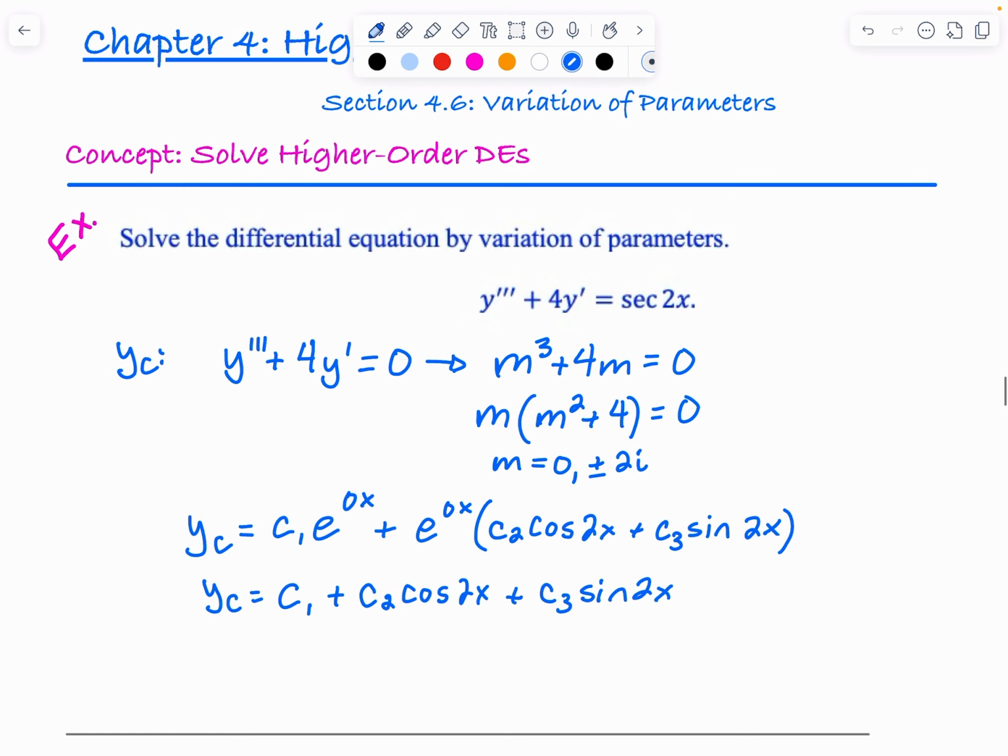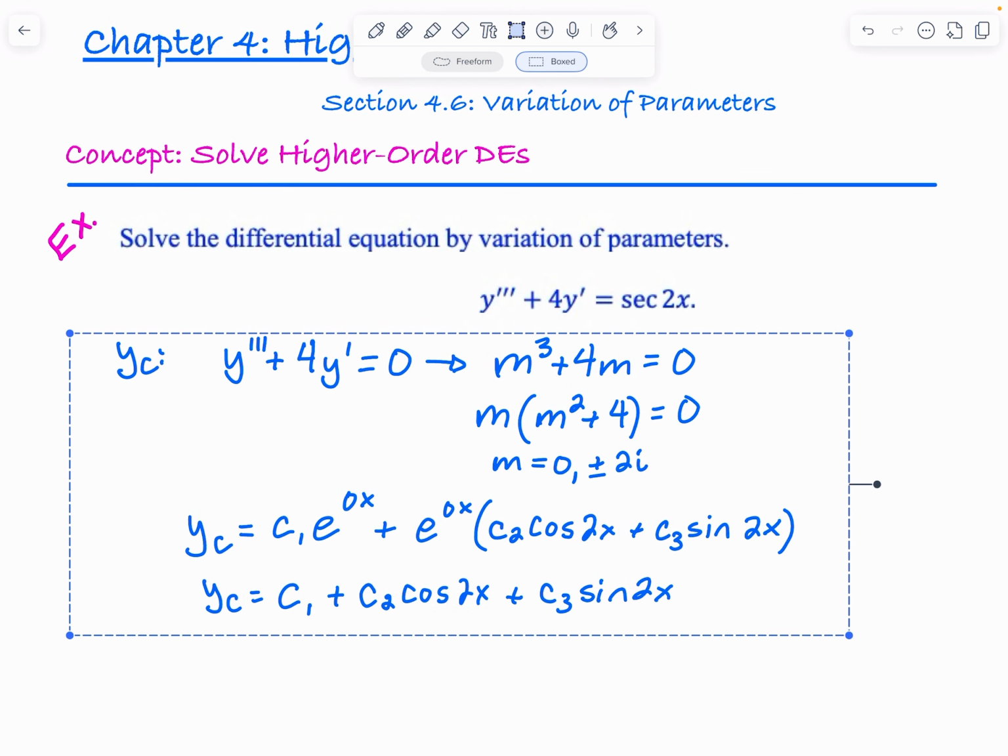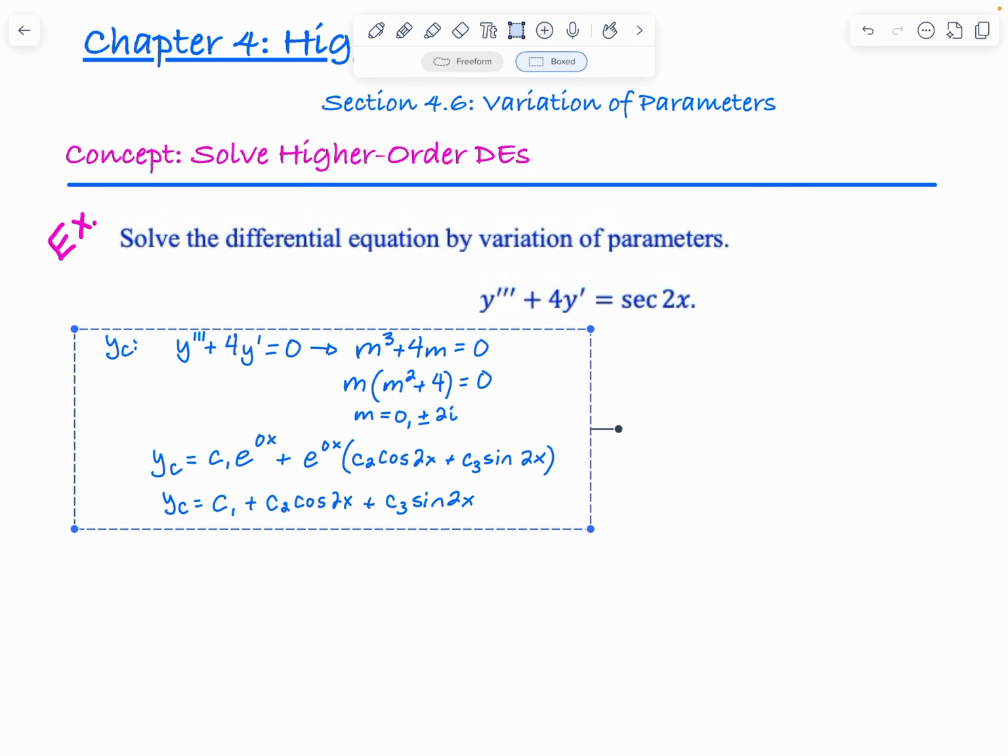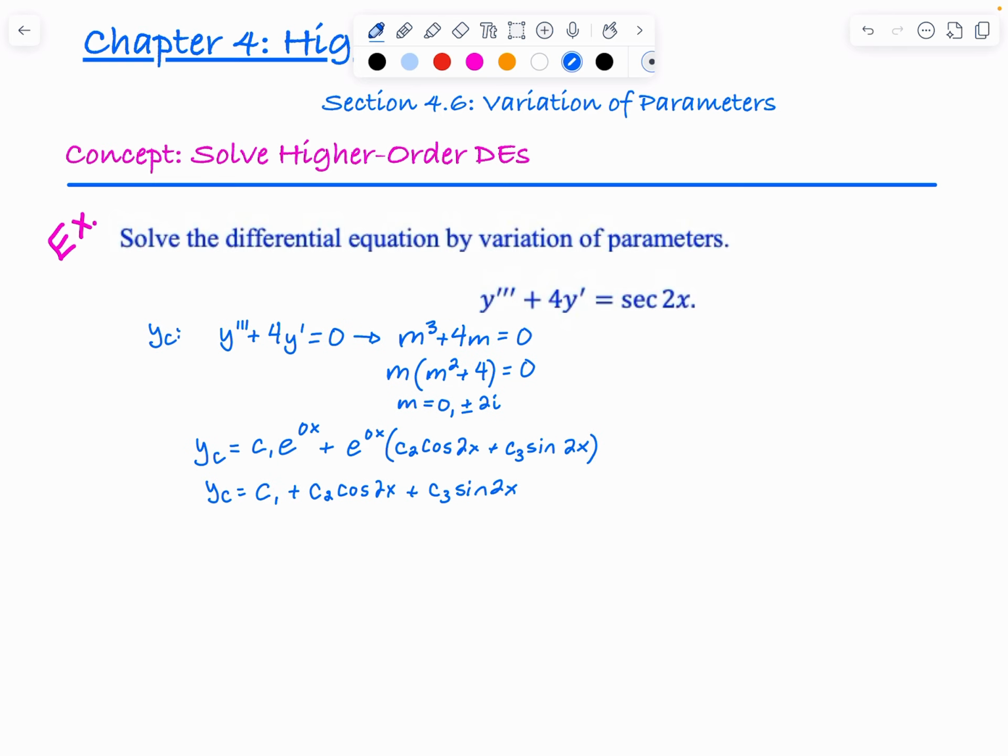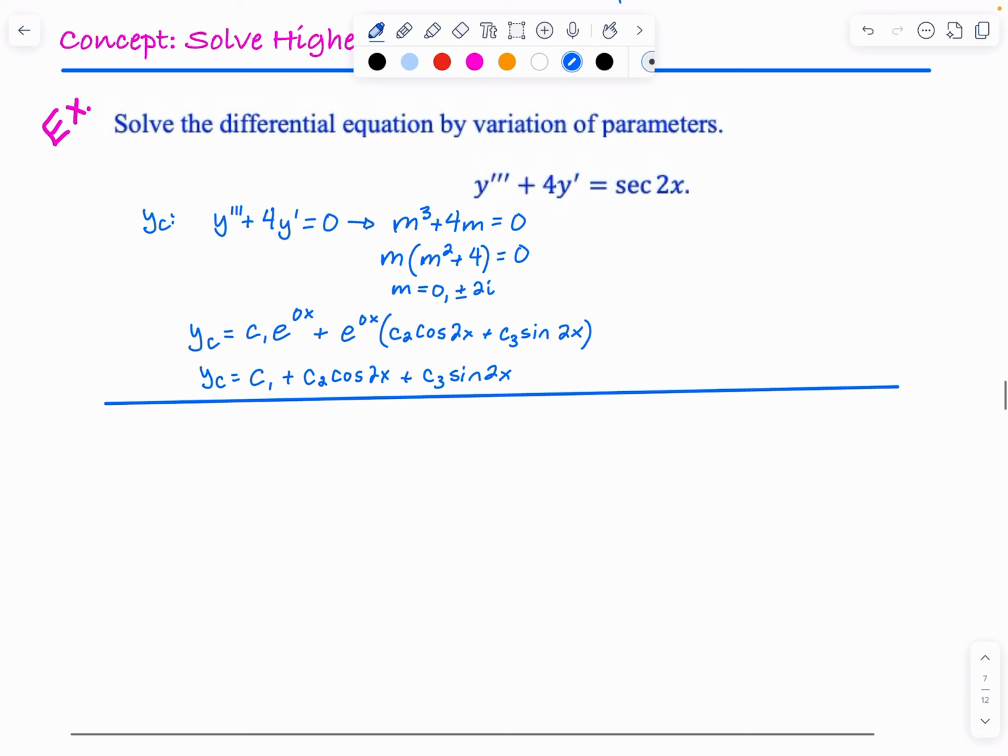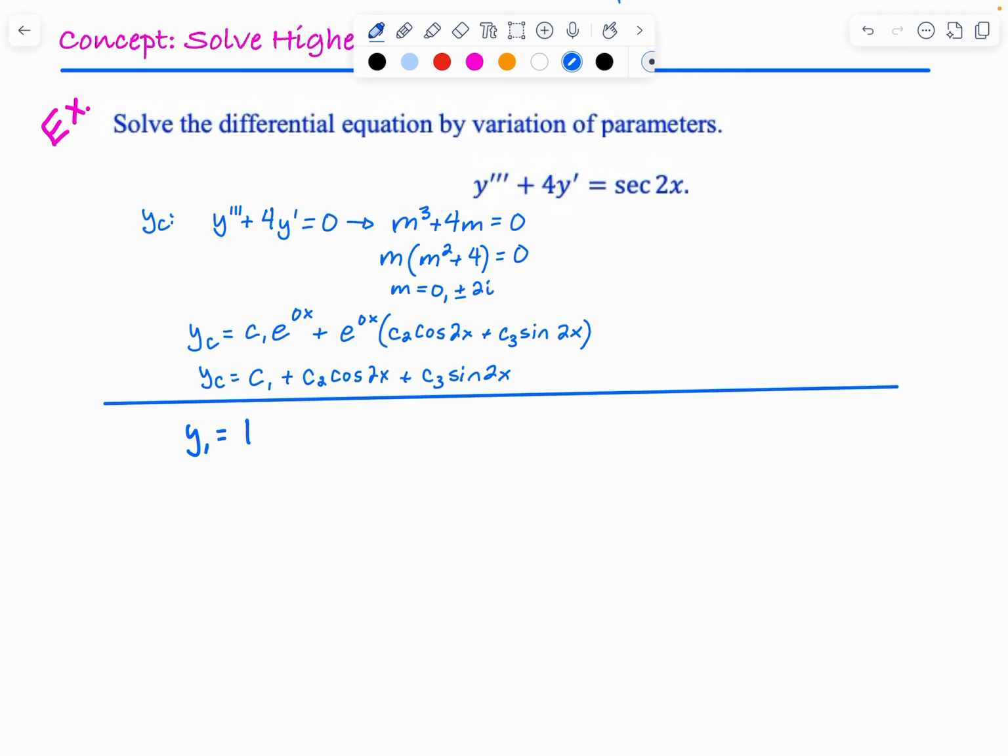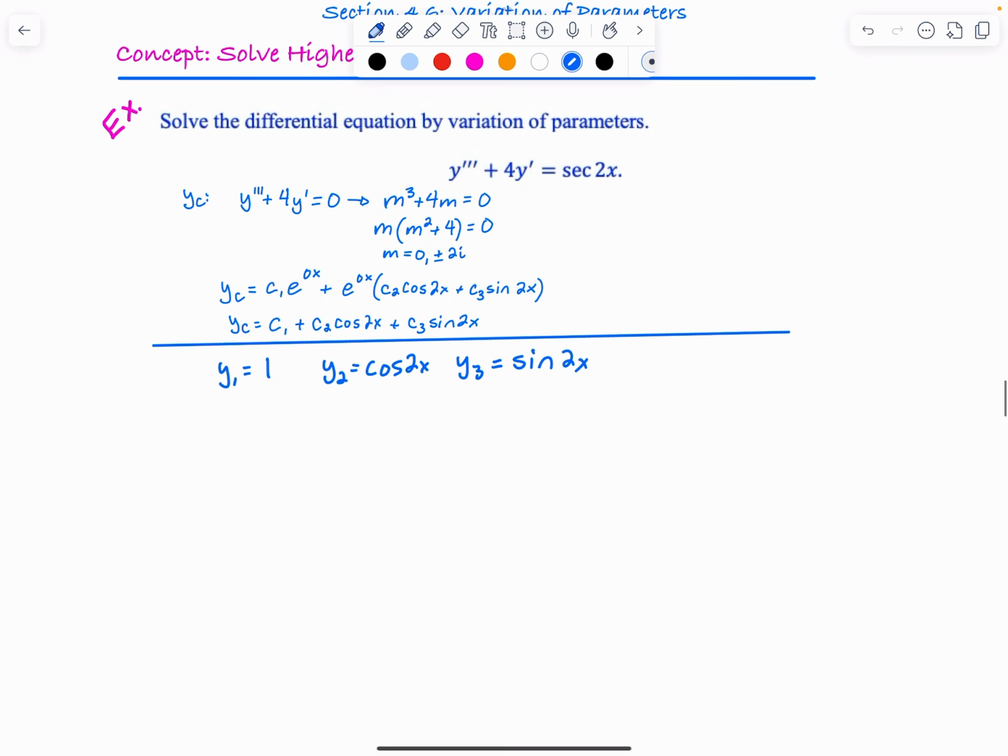All right, I'm going to shrink that up for room just because I'm going to need it. So I have that as my complementary solution to the homogeneous case. All right, now we're going to do the particular case. So we need y1. So y1 is going to be 1. That's kind of tricky there. y2 is going to be cosine 2x. And then y3 is sine of 2x. Now I'm going to need the derivatives going down. I think we should just go ahead and go to the Wronskian.